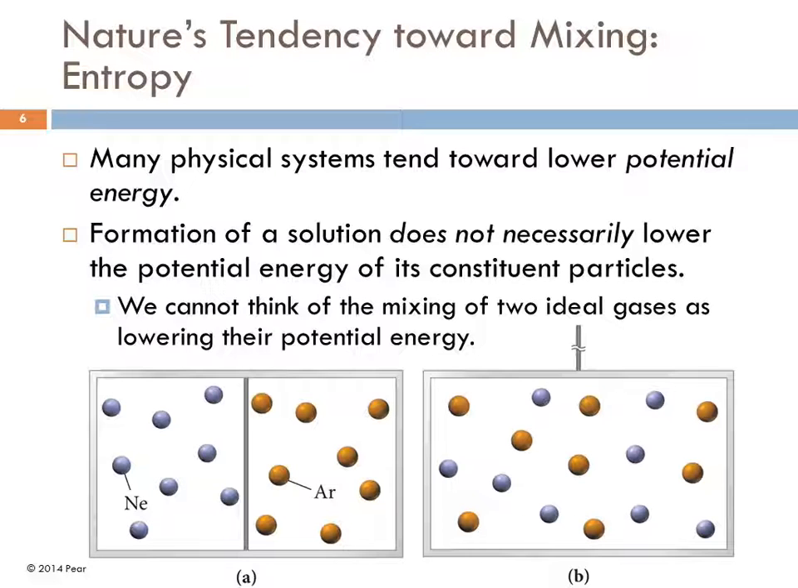When we make a solution, it doesn't necessarily lower the potential energy of the constituent particles. So we can't think of the mixing of two ideal gases as lowering their potential energy. Here you have a sample of neon gas and argon gas that are separated by a divider. When you remove that divider, they mix. Does that have anything to do with their potential energy? Not really.